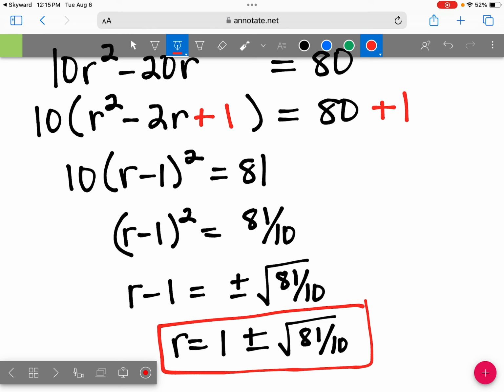So this one we had a 10 in the front, we can't ignore that 10. So it's kind of like how we did this one. Yeah, so then you factored it out, but the 10 is still there. You see how the 10 is still here? So it's gonna be 81 over 10. All right.